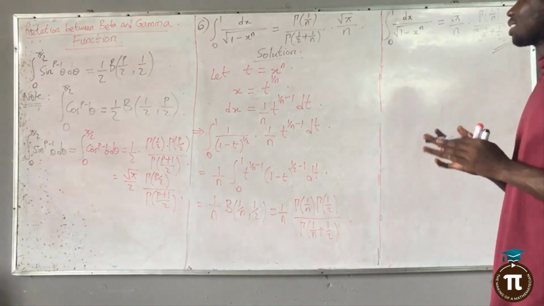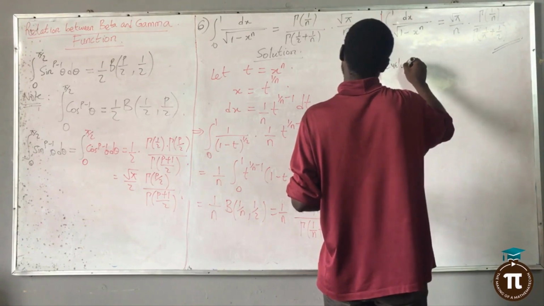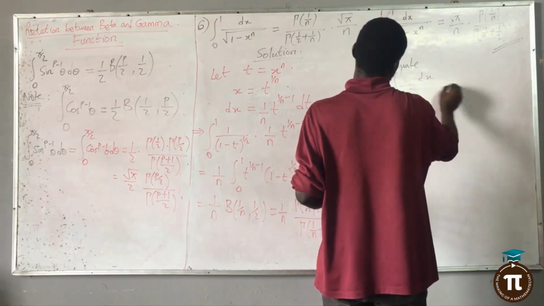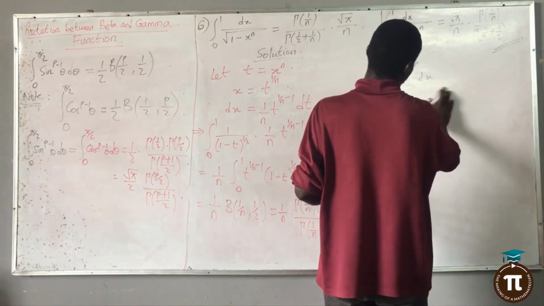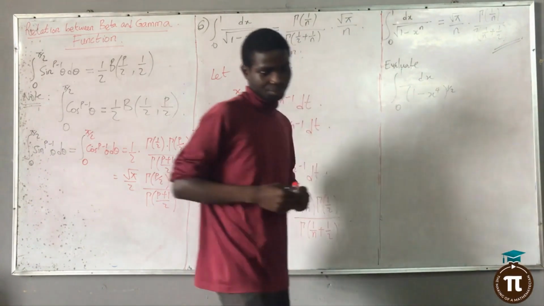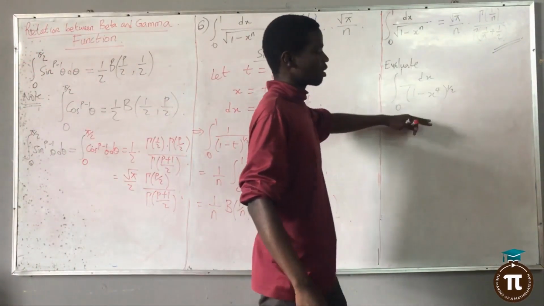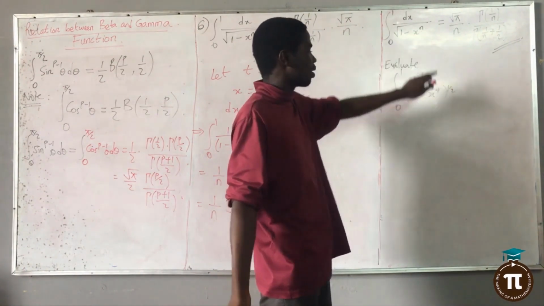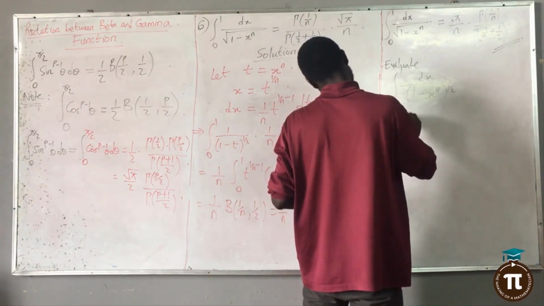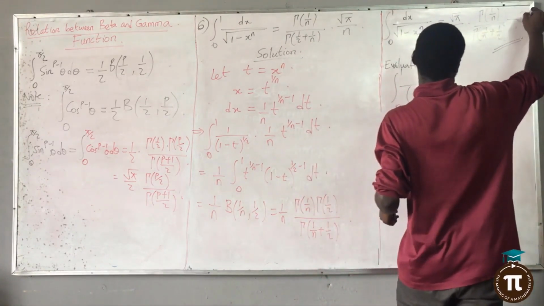So, what is the next thing? The next step is to evaluate the integral from 0 to 1 of ds over 1 minus s raised to the power 4, all raised to the power of 1 over 2. So that means this is the question. Just put n to be 4: substitute n equal to 4 in the result we just obtained.